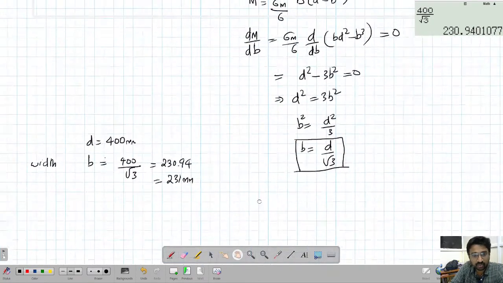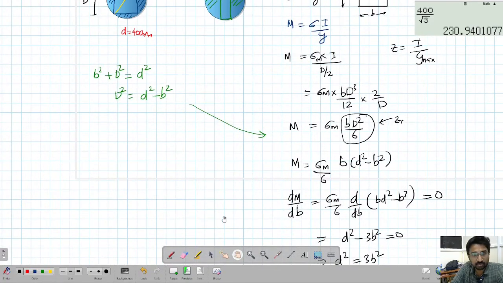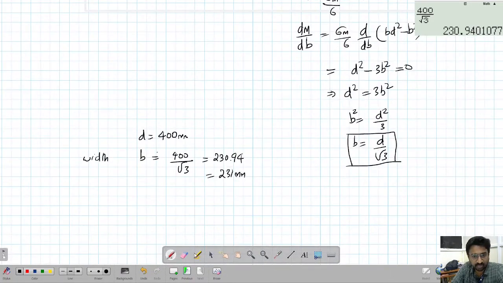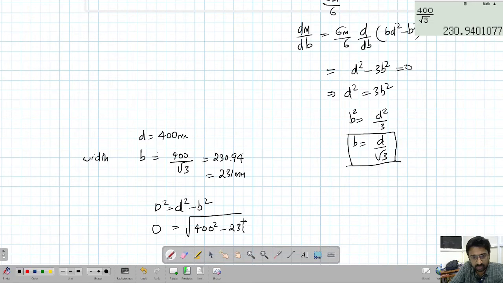Also, we know the relation here. D square is equal to small d square minus b square. So depth of the section is under root of 400 square minus 231 square. So this is what? Root of 400 square minus 231 square. So this is 326.55. So say 327 mm.